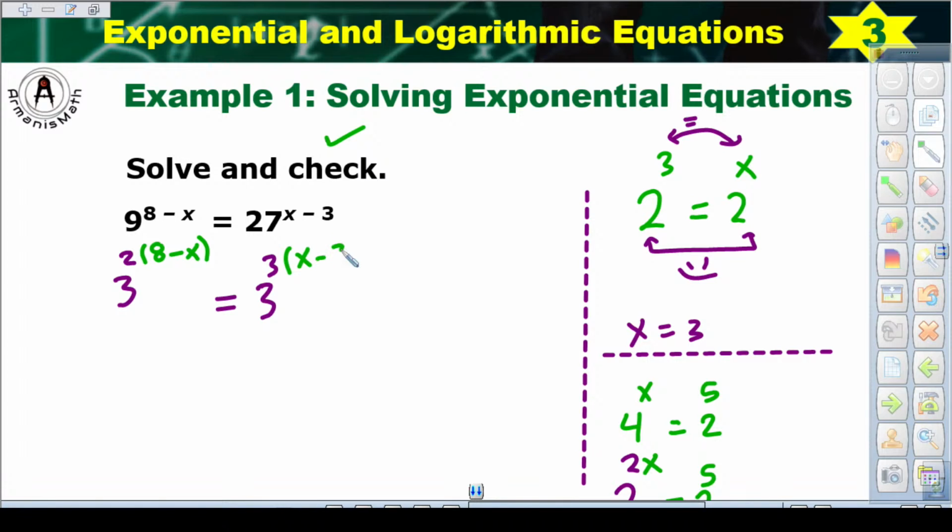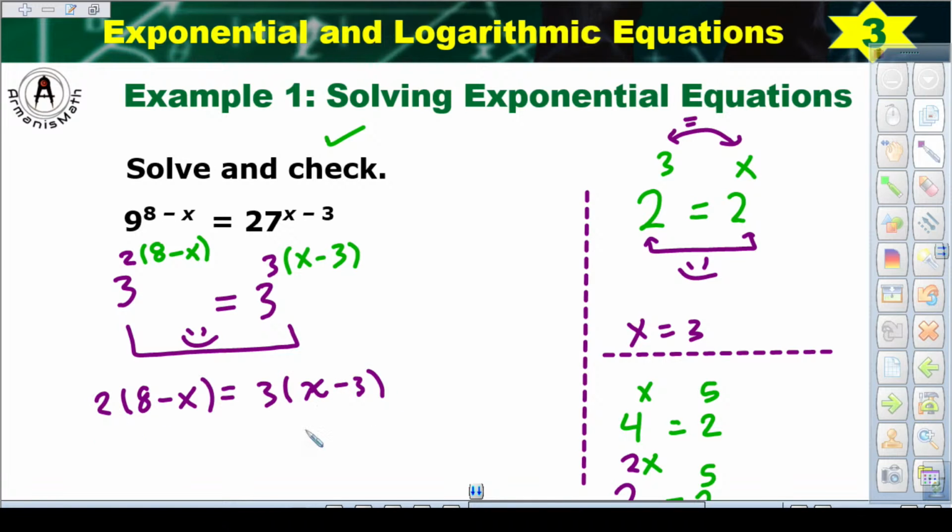X minus 3. Please be careful with your font. As we talked about last time, there's 3 different levels: subscript, script, superscript. Be very careful, especially in this chapter. Now, since the bases are the same here, the exponents should be equivalent. I've got 2 times 8 minus x equals 3 times x minus 3.